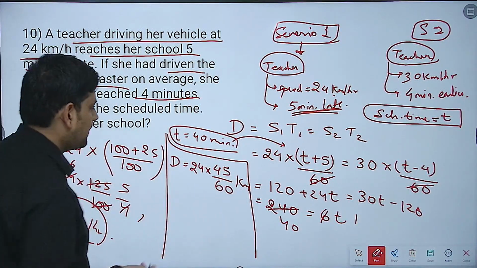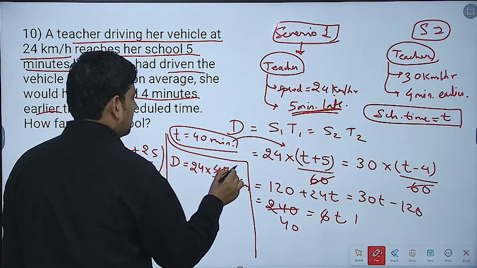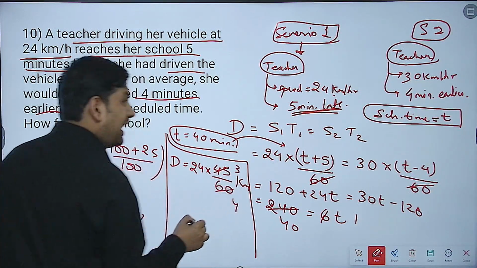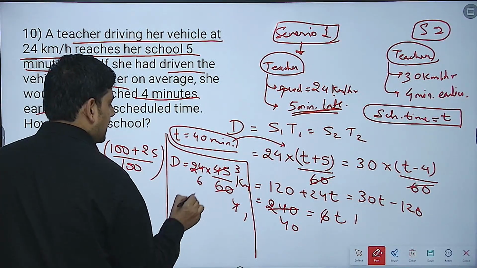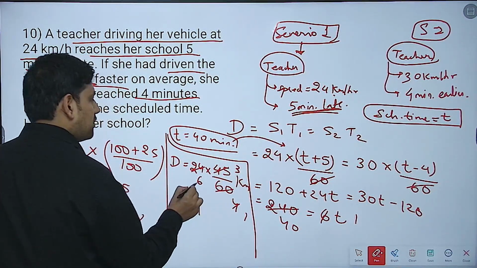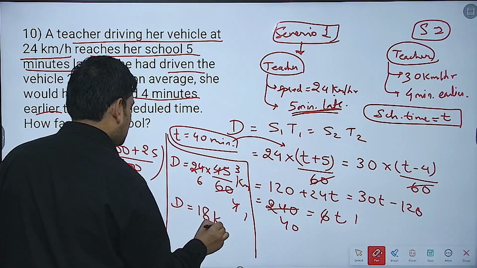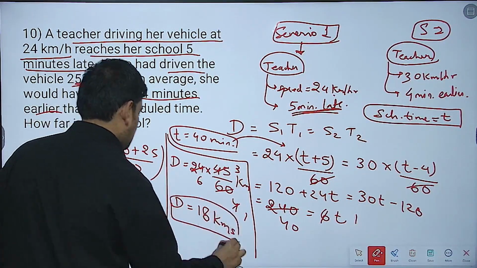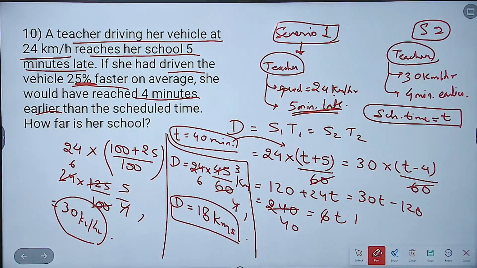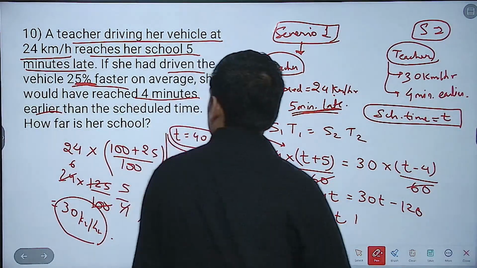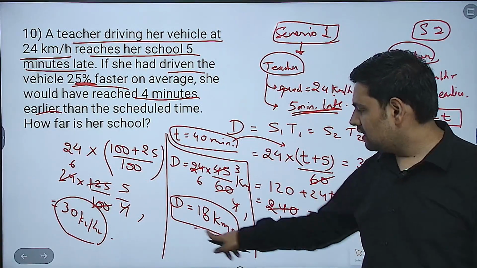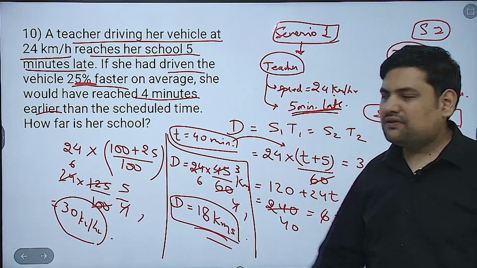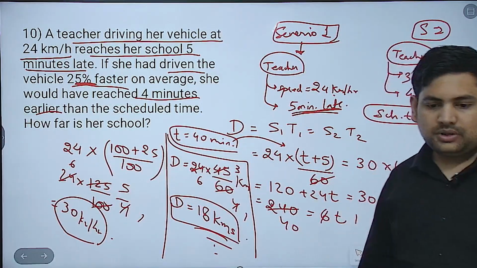This gives you the distance in kilometers. Correct? Now how many times will this go? This will go 3 times, this will go 4 times, then this will go 1 time, this will go 6 times. So what you got? Distance came out to be 6 into 3, that is 18 kilometers. Understood? That means the teacher's house to school distance is 18 kilometers. How far is her school? It is 18 kilometers far.